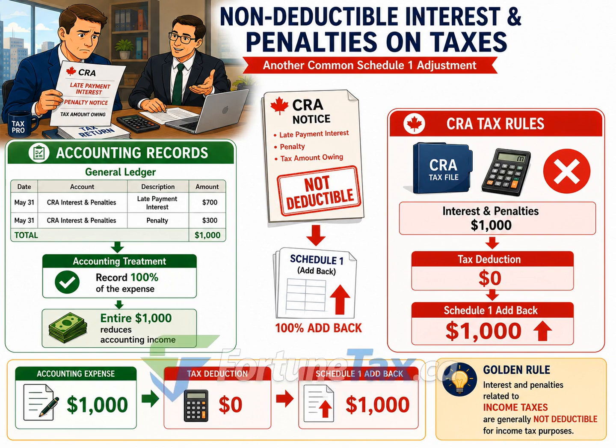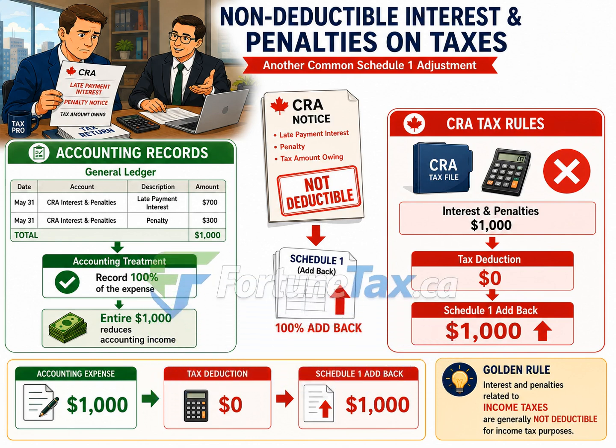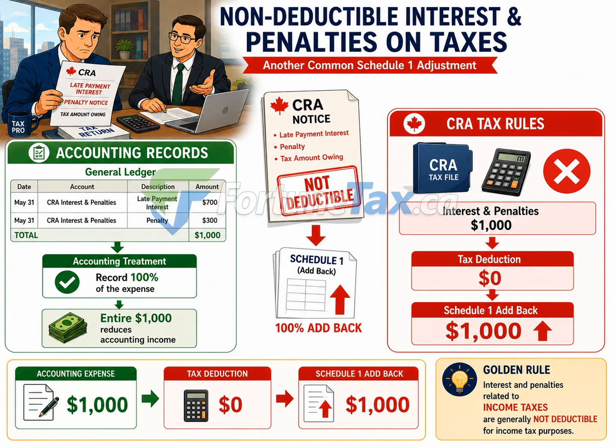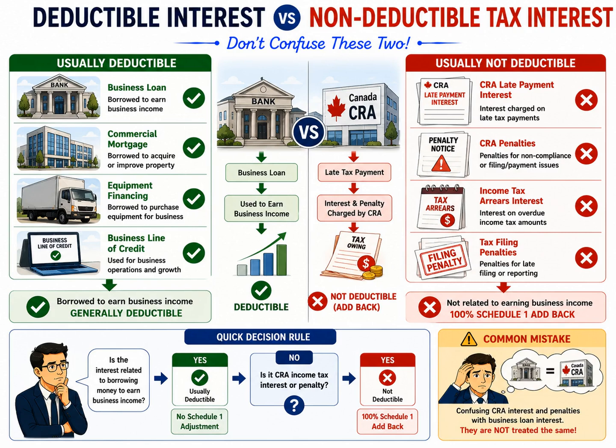So whenever you see interest charges or penalties from the CRA that relate to income taxes, your first thought should be: recorded in the books, but not deductible for tax purposes. That means the full amount is generally added back on Schedule 1 as another common T2 adjustment. One of the most common mistakes made by new tax preparers is confusing deductible business interest with non-deductible interest charged by the Canada Revenue Agency. Although both are called interest, they have very different tax treatments.